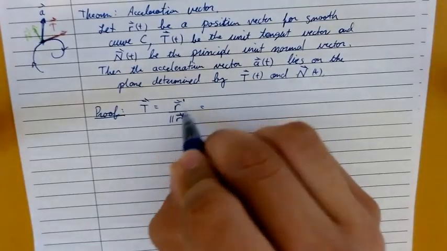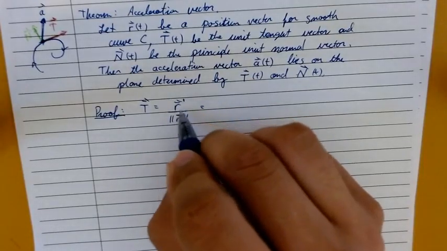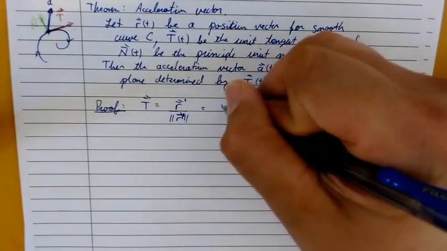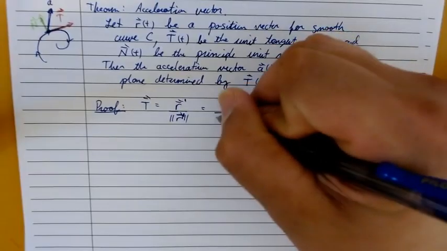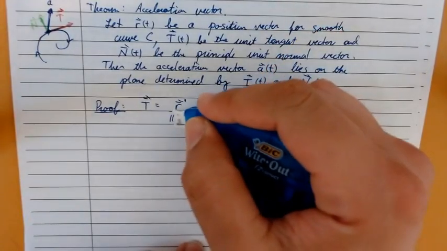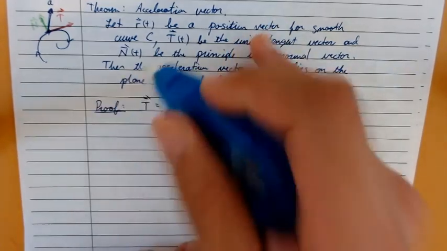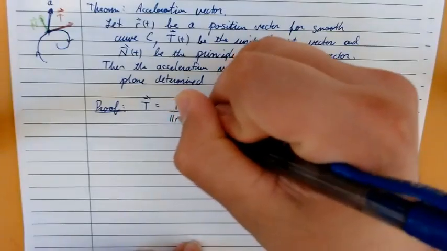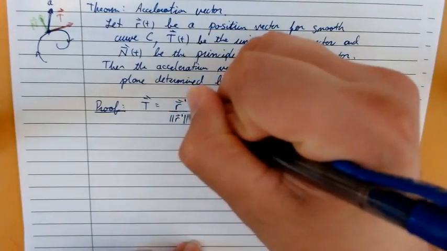But another way of stating the derivative of the position function, that's just the velocity function, isn't it? So here that's the same as the velocity function over the magnitude of the velocity function. And that's a terribly messy way to write that. So let me try that again. That'll be the magnitude of r prime. There we go.